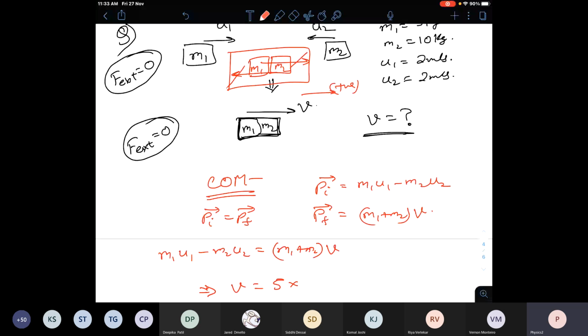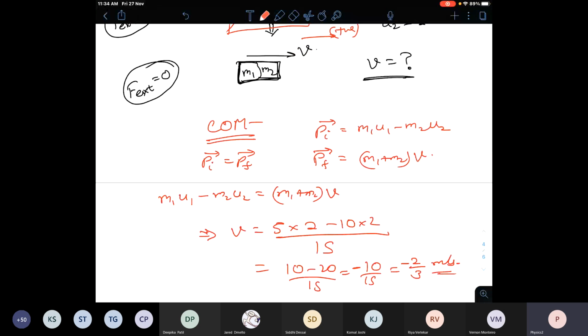So what does minus 2 by 3 mean? The negative sign represents just the direction, simple. Earlier I considered the velocity to be in the positive direction, but actually they will be moving with a speed of 2 by 3 meters per second in the opposite direction. That's it. This is the significance of the negative sign.